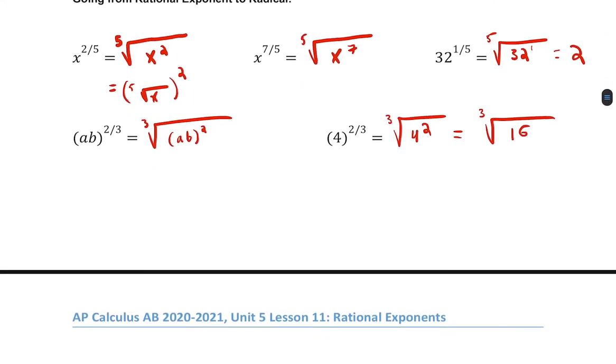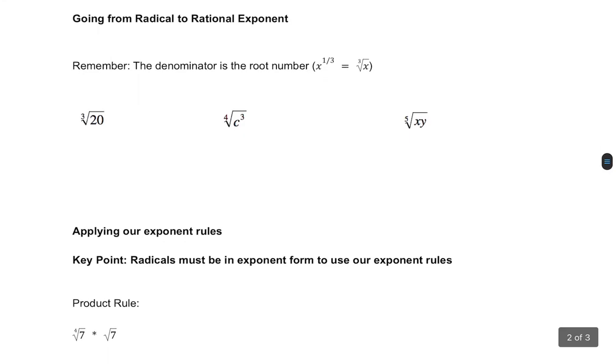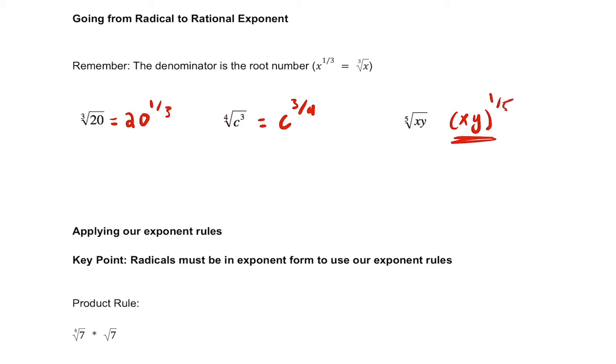All right, just wrapping this up with a few more examples here. If you go from a radical to a rational exponent, you are just doing this backwards. So the cube root of 20 is 20 to the 1/3 power. The fourth root of c cubed is c to the 3/4 power. The fifth root of xy is xy in parenthesis to the 1/5 power.